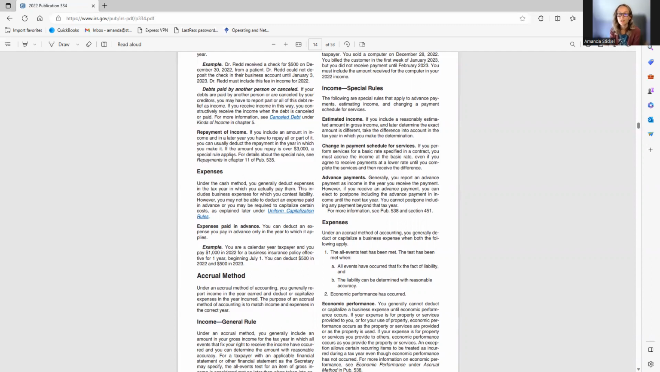Advance payments. Generally, you must report an advance payment as income in the year you receive the payment. However, if you receive an advance payment, you can elect to postpone including the advance payment in income until the next tax year. You cannot postpone including any payment beyond that tax year. For more information, see Publication 538.